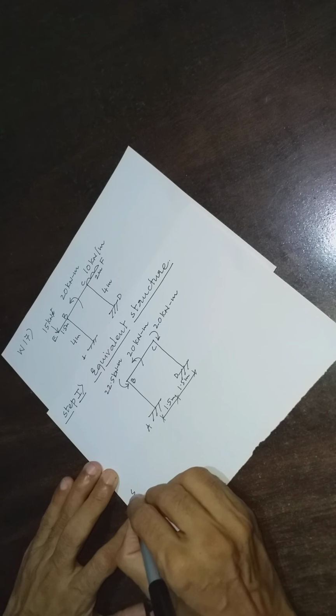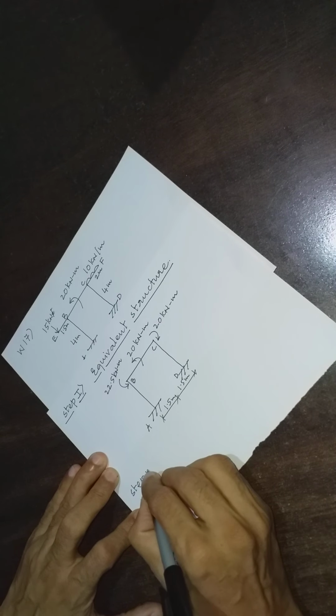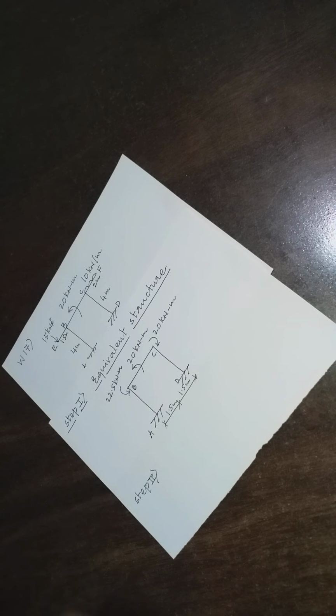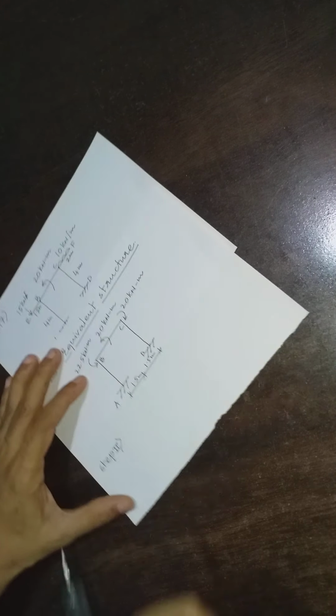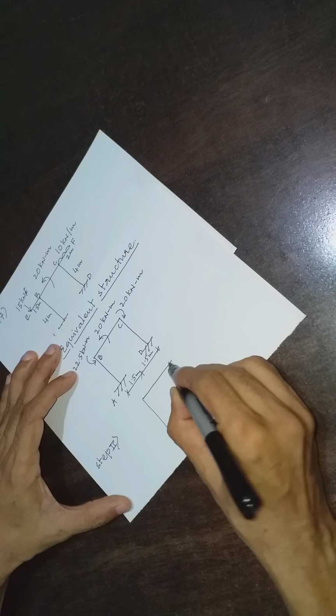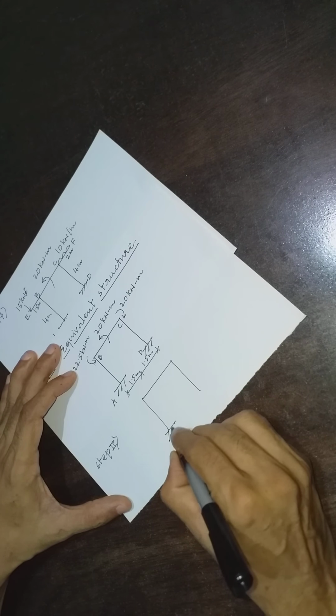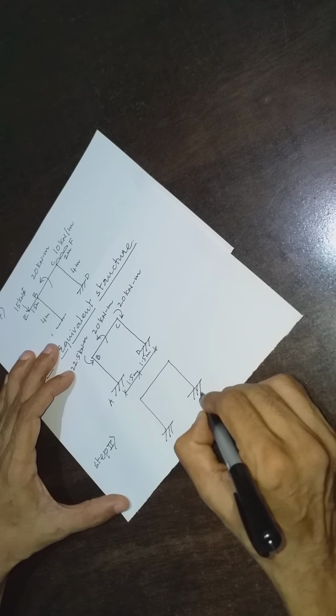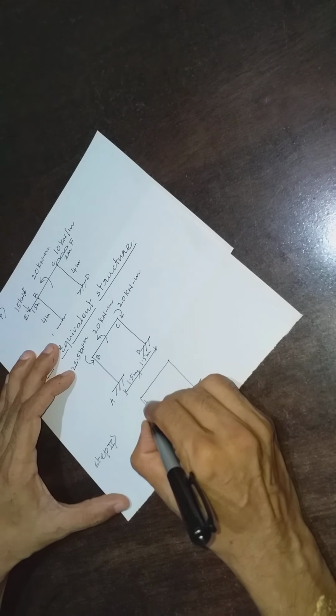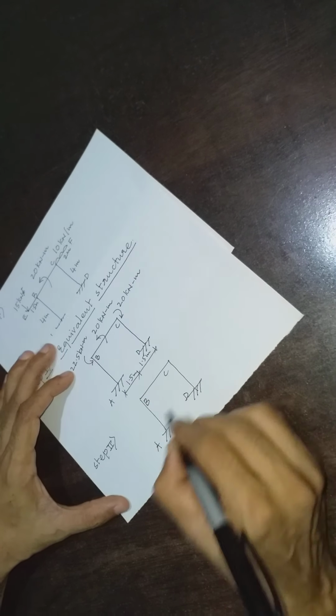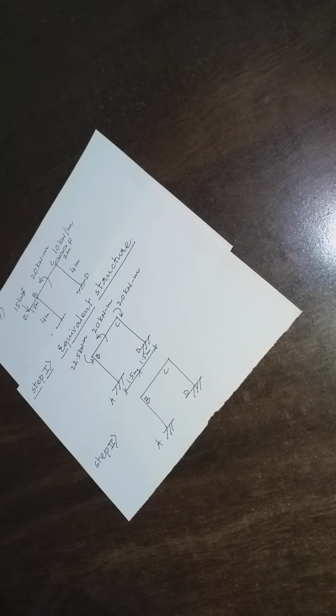Now my step 2 is to determine the degree of kinematic indeterminacy of the structure. My step 2 is to determine the degree of kinematic indeterminacy for this particular structure ABCD. Now my work has reduced considerably. First I will find the degree of freedom, and then I will find the degree of kinematic indeterminacy.